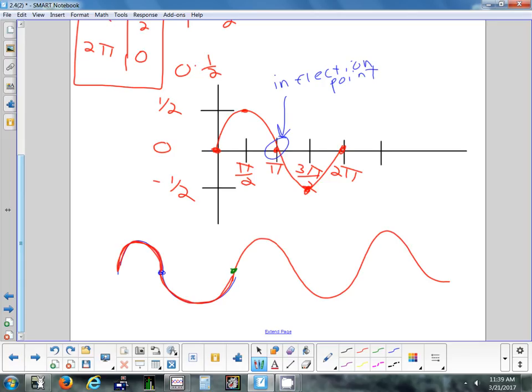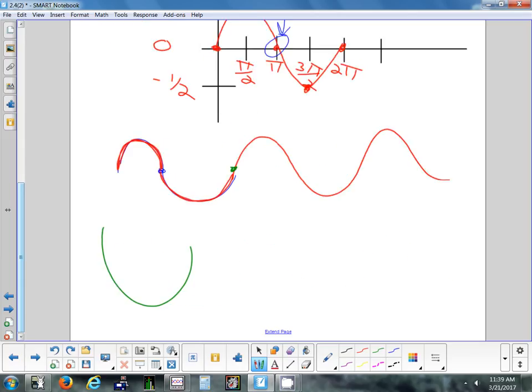Not all graphs have an inflection point. If you draw a line, there's no inflection point in a line because a line is just straight. You have to look at graphs that are a little more complicated than lines to get inflection points. Parabolas don't have inflection points. They always open the same way.